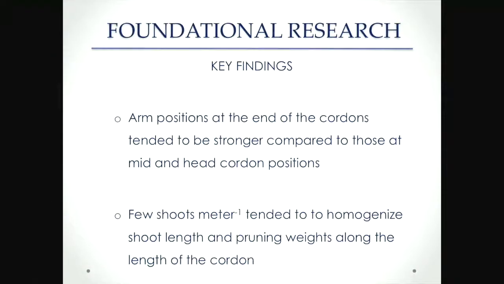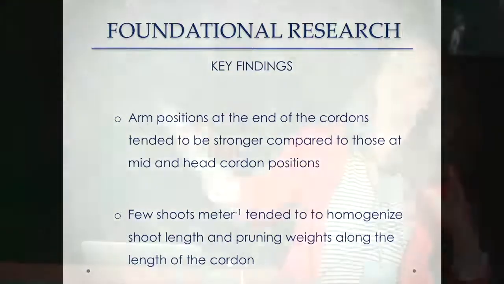So what we found were some general trends in that end cordon positions are, of course, generally much stronger or more developmentally advanced than the positions originating from mid or even head cordon arm positions. We also found that fewer shoots per meter really did get us to the point where, in one season of pruning, we were able to bring it back in and homogenize growth down the length of the entire cordon. So we were basically eliminating variability. Being cognizant of and adjusting for shoots per meter was incredibly helpful in addressing this issue.